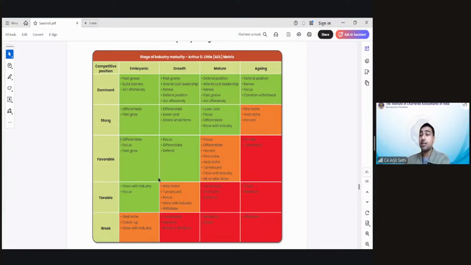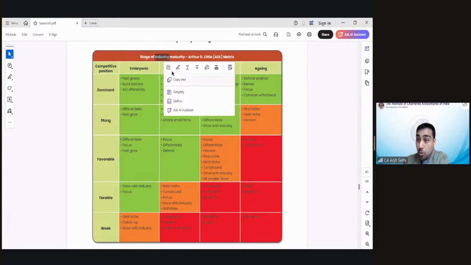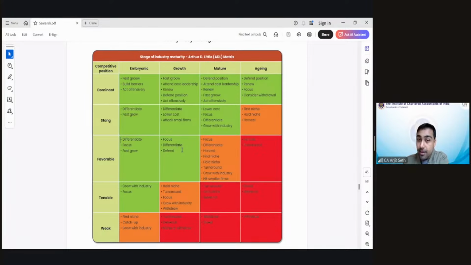That becomes a strategy. So as per Arthur D. Little, if your position is favorable and your industry is growing, not you, your industry is growing, you can do these three things. These are suggestions: you can do these three things. Question again, and let's see what you can do.